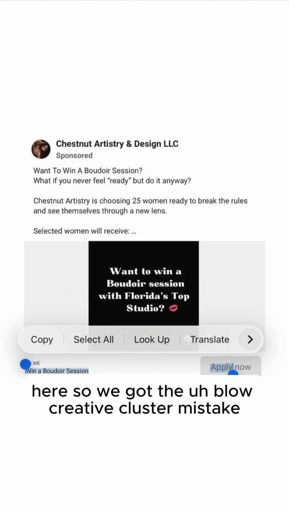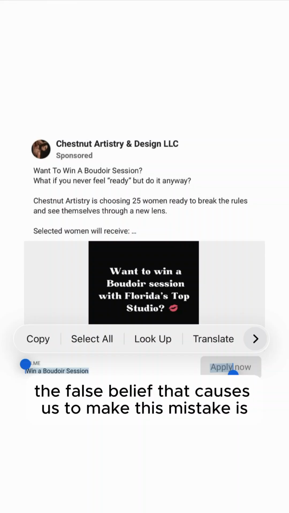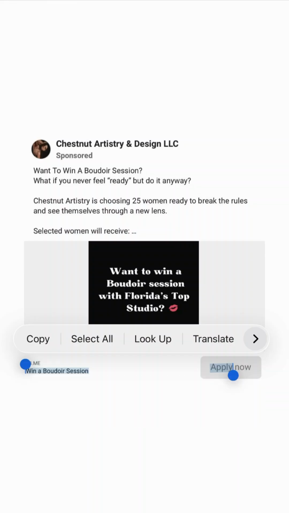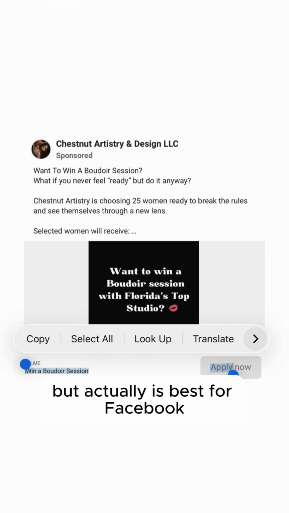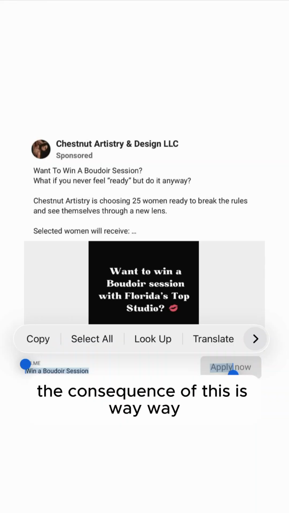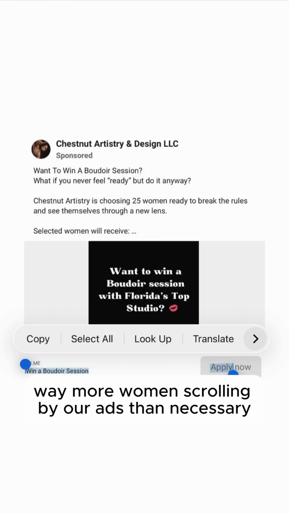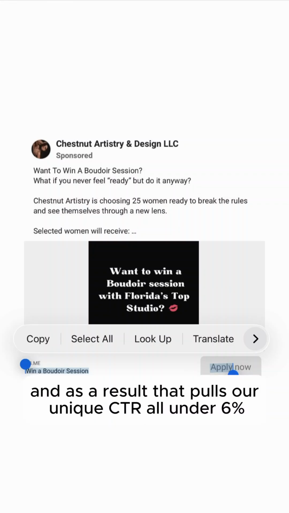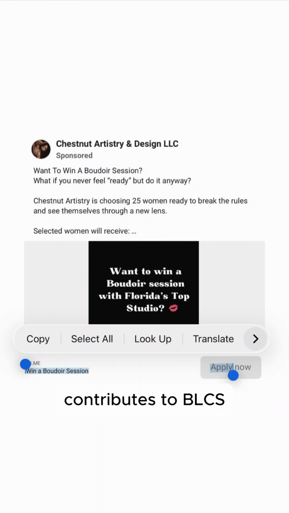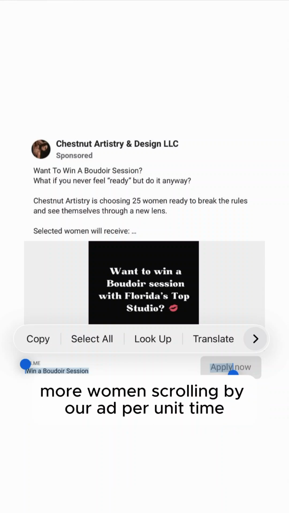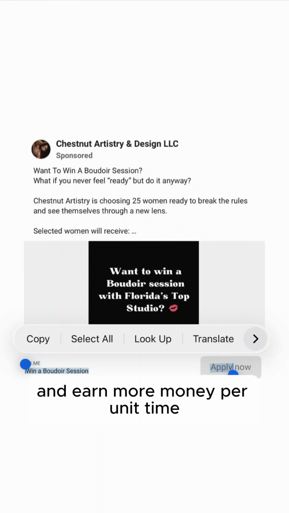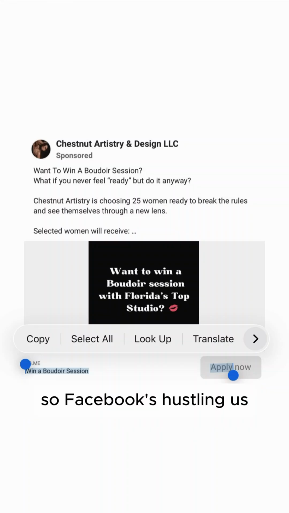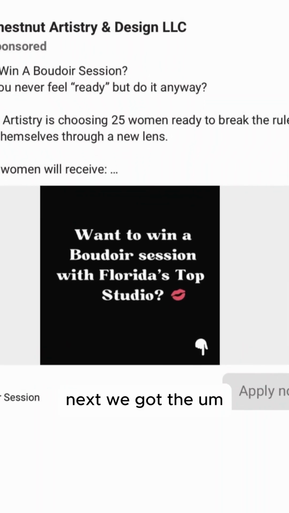So looking here, we've got the below creative cluster mistake. The false belief that causes us to make this mistake is we're trusting that what Facebook says we should fill out for our ad is what is best for us, but actually it is best for Facebook. The consequence is way more women scrolling by our ads than necessary, and as a result, that pulls our unique CTR under 6% and contributes to BLCS. Facebook's happy though. More women scrolling by our ad per unit time means Facebook can serve more ads per unit time and earn more money per unit time. So Facebook's hustling us.